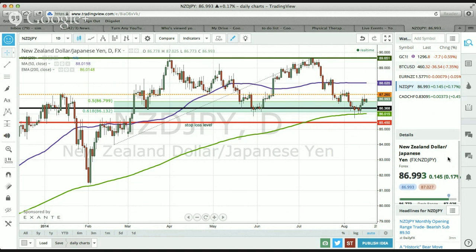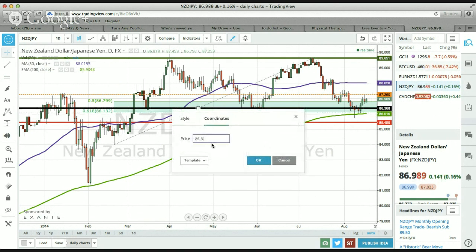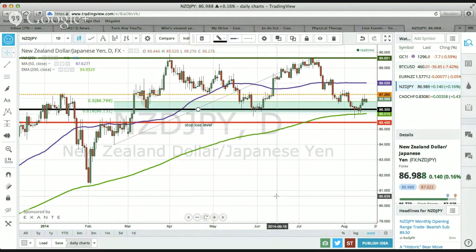Kiwi Yen. We are long here at 86.36. Actually, it's 86.30. I was long at 86.30, stop at 85.45. Let me adjust this black line. I don't know why it says 86.36. It should be 86.30. Okay, long at 86.30, stop at 85.45. So what's that? 85 pips.